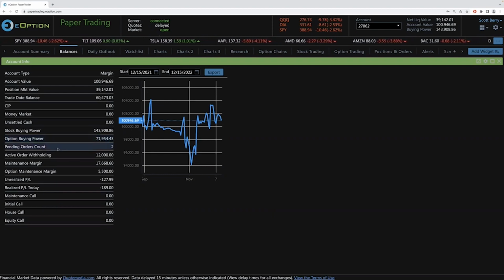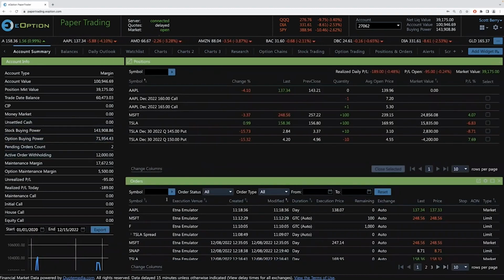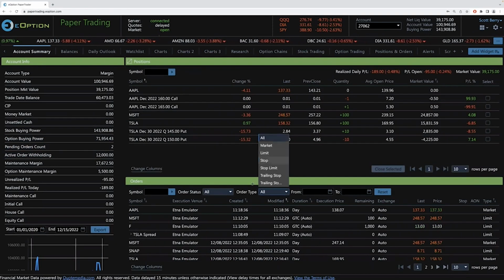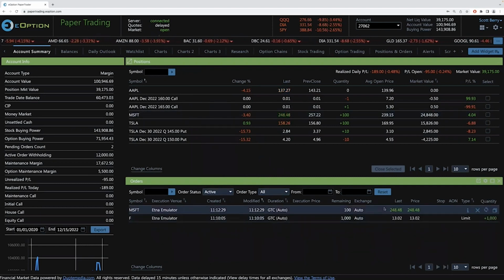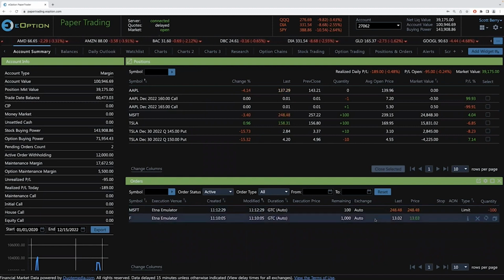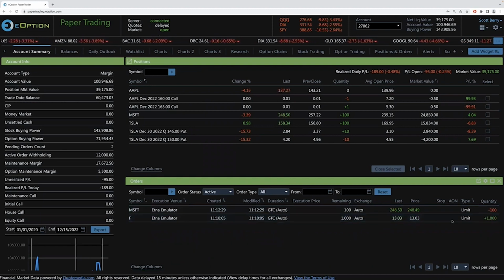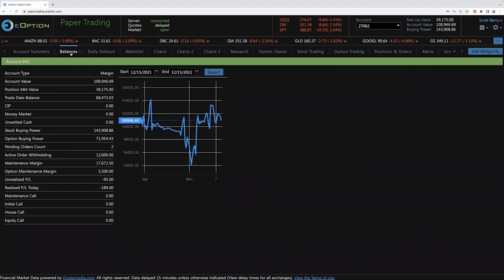The next line item, pending orders count. So as you can see, I've queued up 2 different orders in here. This is useful because you can see that you have 2 active orders working. If you go back to the account summary, you can see I have the 2 active orders. I have a sell on Microsoft and a buy on Ford at $12. When you go here, the buy of Ford is what's holding $12,000. The sell of Microsoft would not be holding any funds whatsoever.